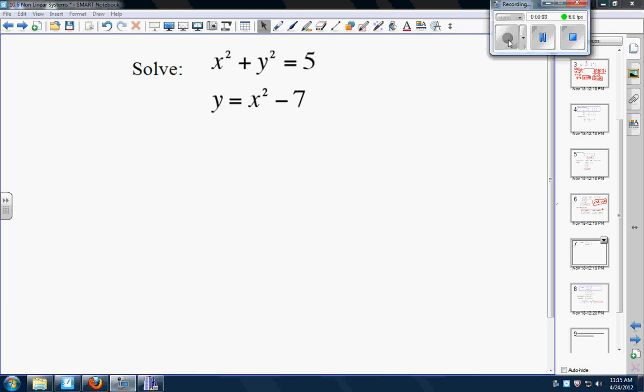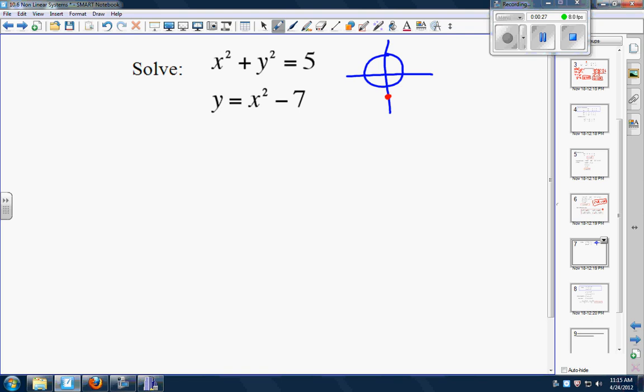So here's the last problem that we're going to have. x squared plus y squared equals 5. So it's a circle centered at the origin with the radius of square root of 5. And this last one is y equals x squared minus 7. So that means we're starting at -7. It's a parabola that opens up.